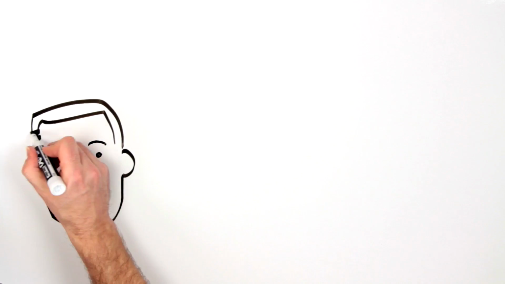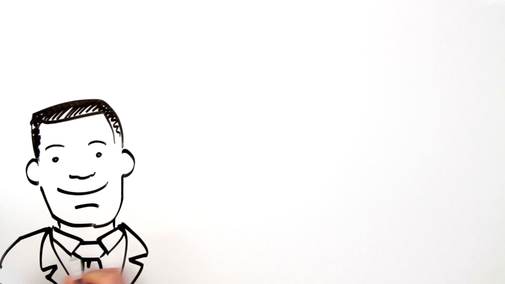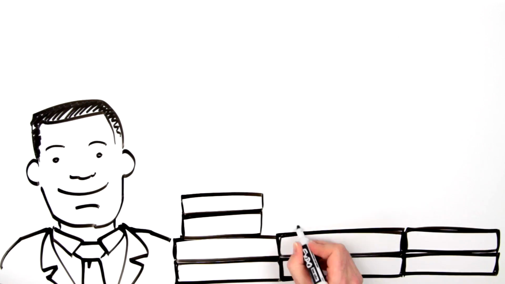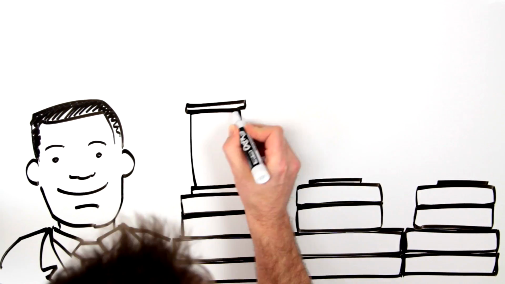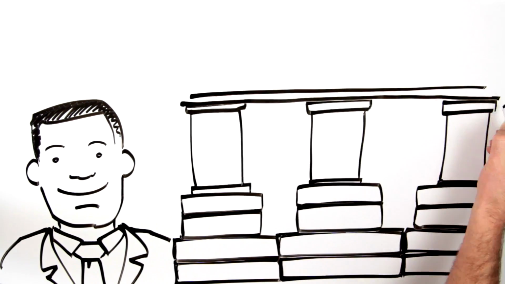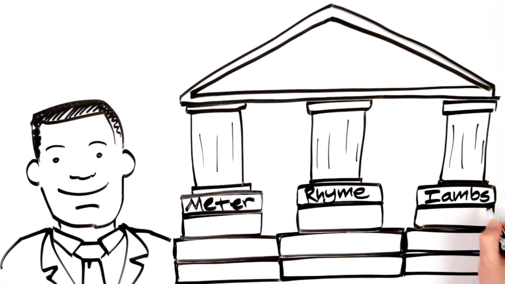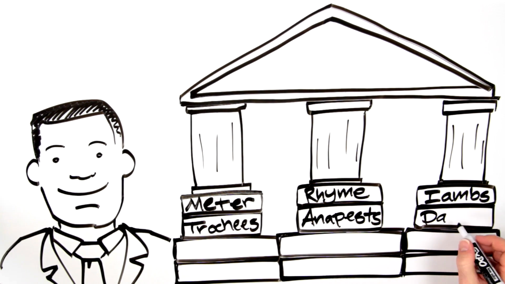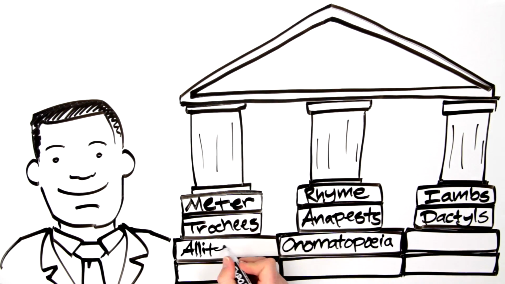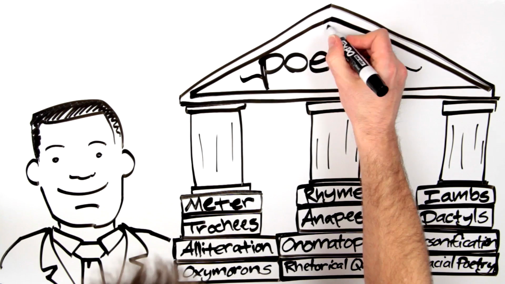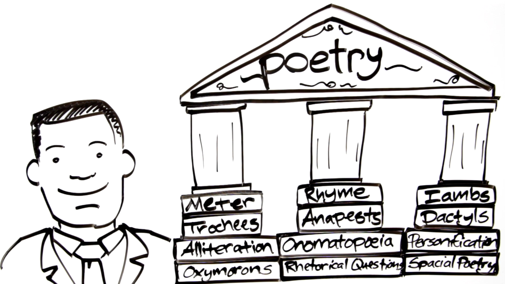Matt Whitling, author of the original best-selling The Grammar of Poetry textbooks, teaches this video course and guides the students through all the building blocks of poetry in a similar way that an English teacher would teach grammar, going through elements such as meter, rhyme, iambs, trochees, anapaests, dactyls, onomatopoeia, alliteration, rhetorical questions, oxymorons, personification, spatial poetry, and more. He does this by means of the classical approach of imitation.